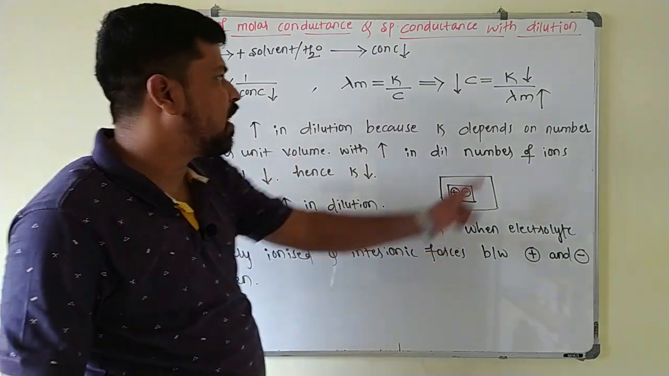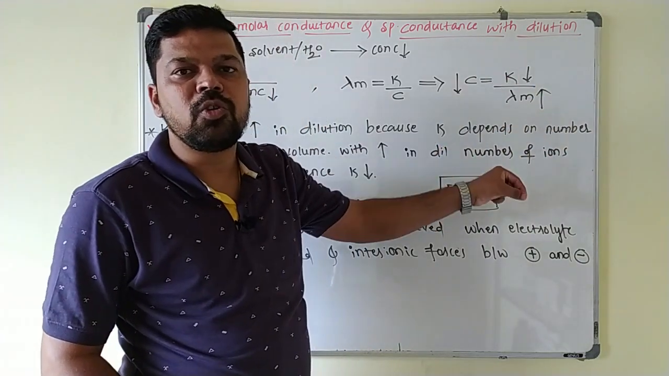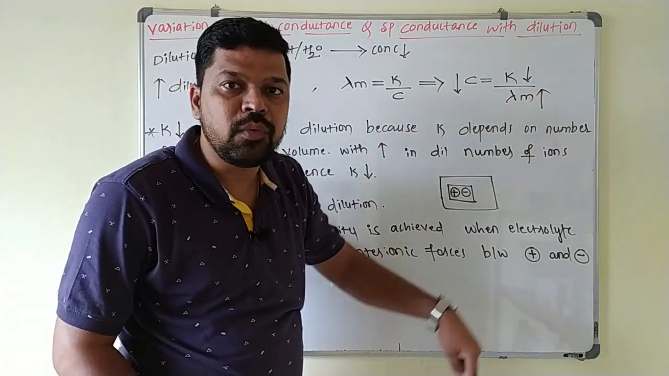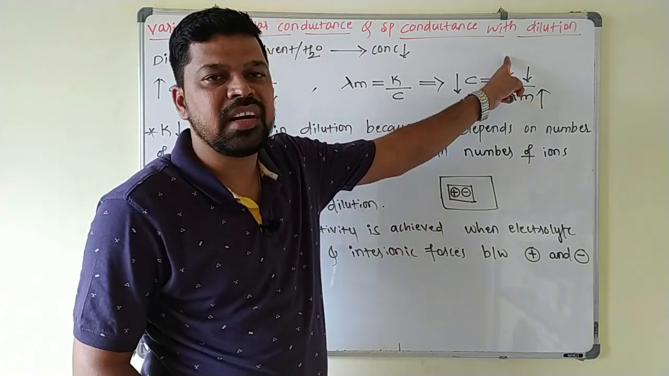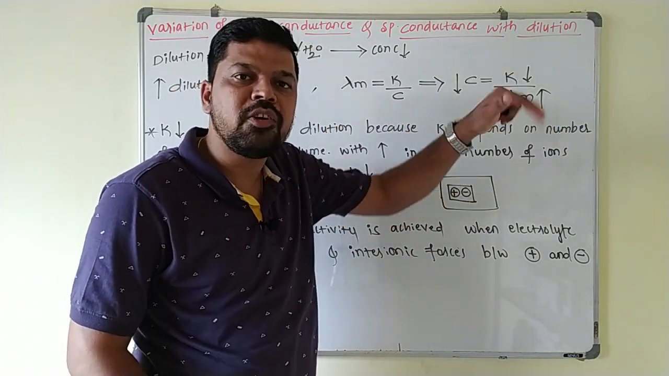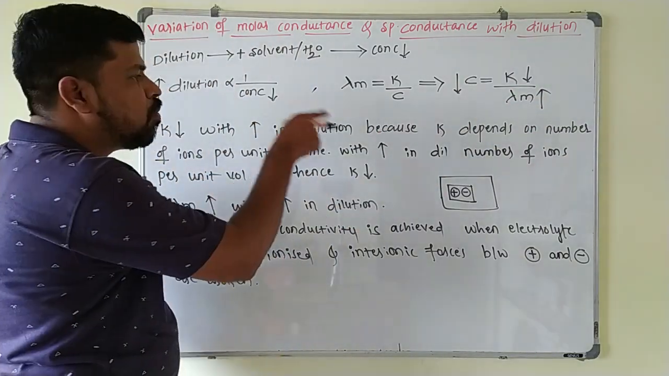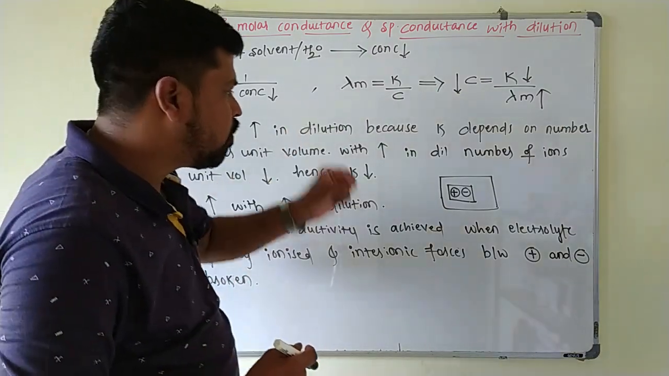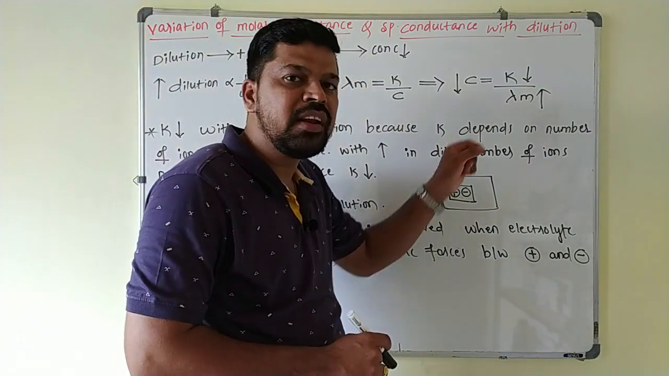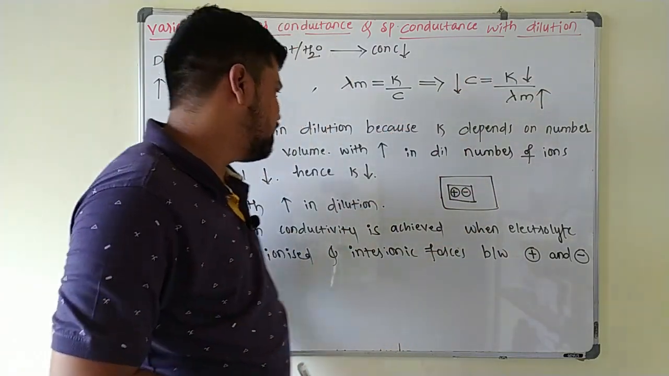What is specific conductance here? Specific conductance is the conductance due to all the ions that are present in 1 unit volume. In 1 unit volume, if the number of ions changes, specific conductance changes. If the number of ions per unit volume decreases, specific conductance decreases. Now if you add more and more water, these ions will move far away from each other, so the number of ions per unit volume will decrease. As a result, specific conductance will decrease.